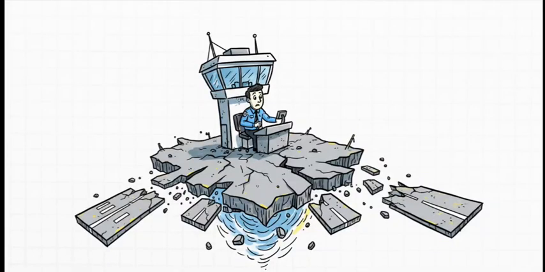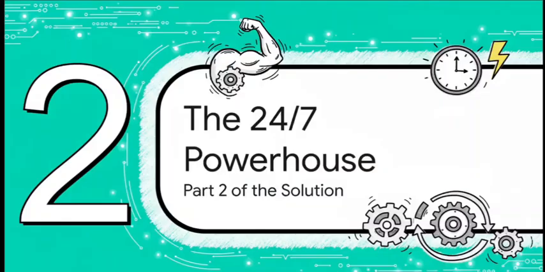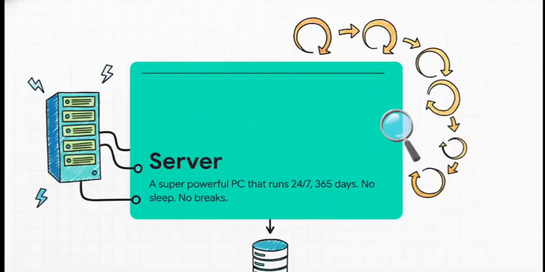But, and this is a big but, having a brilliant traffic controller is only half the battle. Think about it. What good is the best air traffic controller in the world if their airport is built on shaky ground and the runways just keep disappearing? That software needs a rock-solid foundation to run on. And that leads us straight to the second and just as critical piece of the puzzle. We've got the brains, but now we need the brawn. We need that 24/7 powerhouse. So let's meet the server.